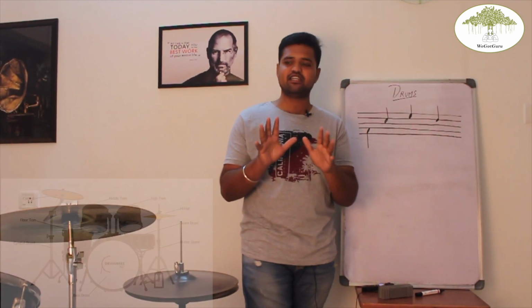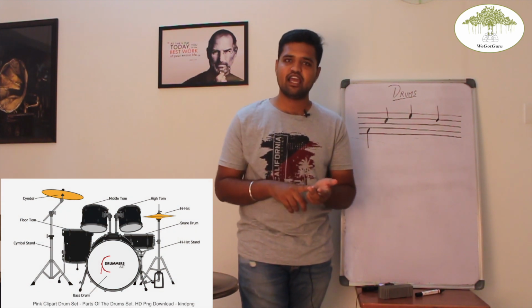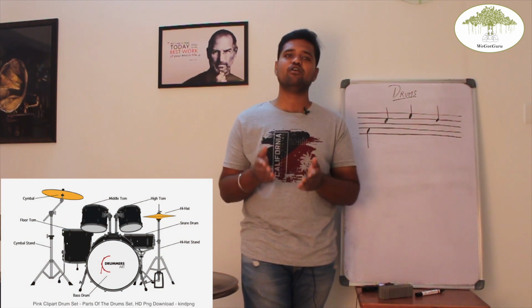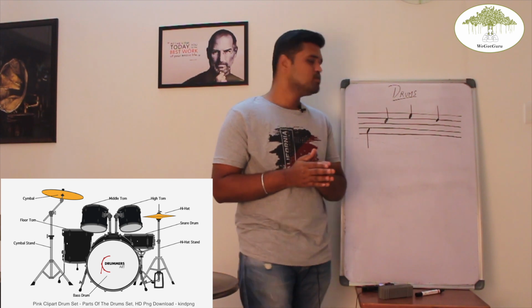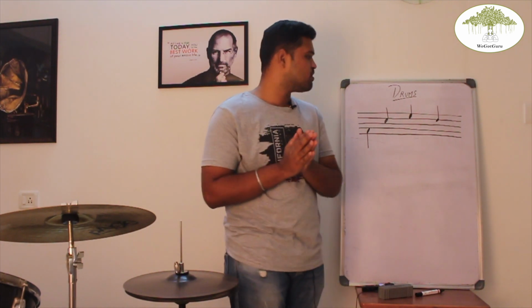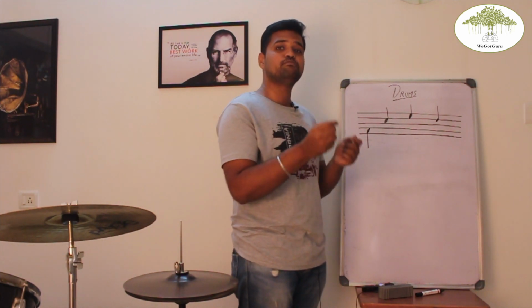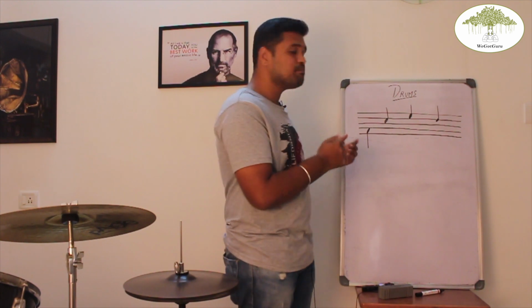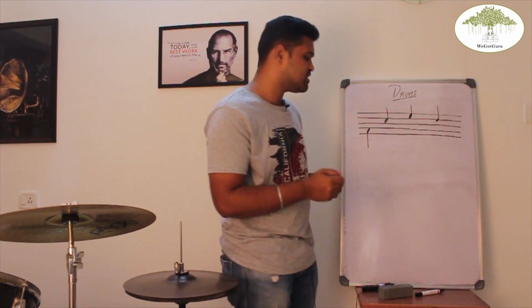A basic drum kit is a 5 piece set. We have a snare, hi-hats, bass, high tom, mid tom and the floor tom, crash, etc. Now we are going to learn one by one. As you know the bass, now we are going to learn where the bass comes in the notation.